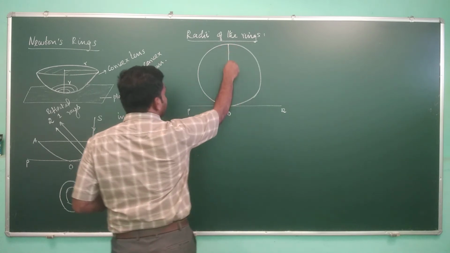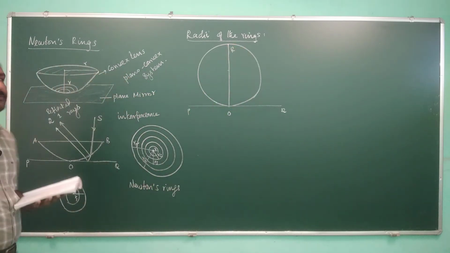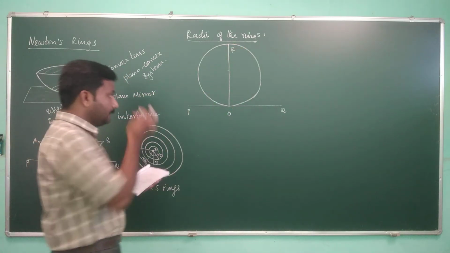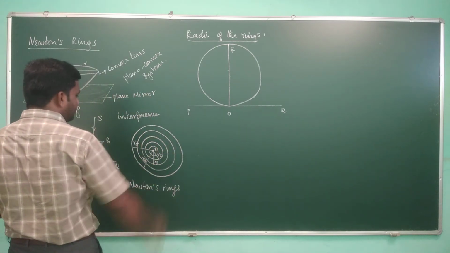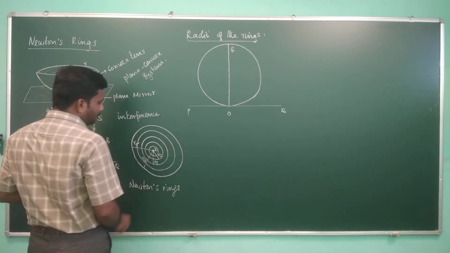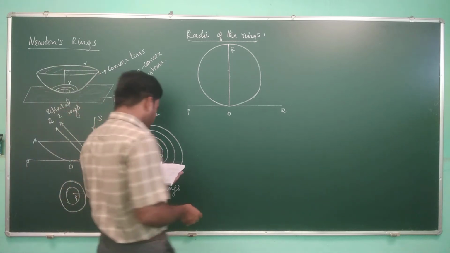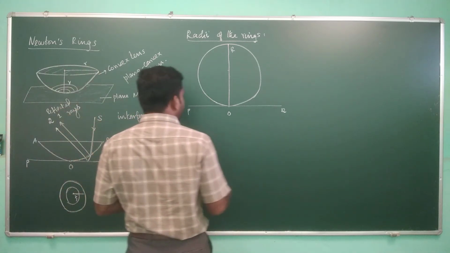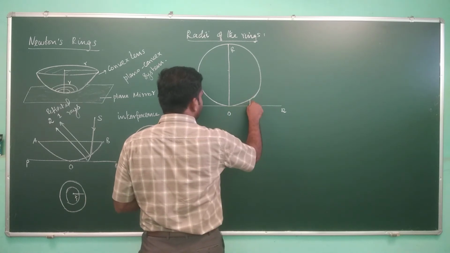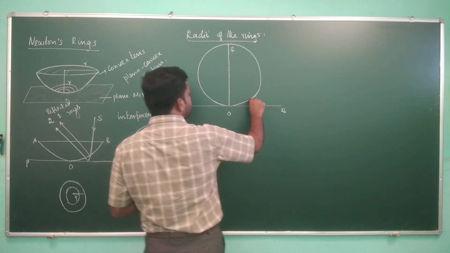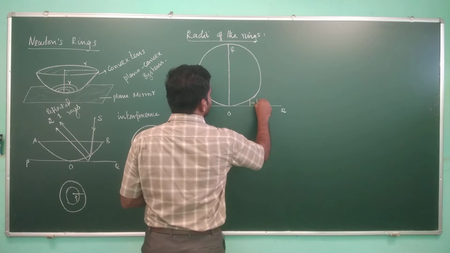Now let's draw a vertical line. Let's say this capital R is the diameter of this circle, and let us consider the mth ring. So the first ring, second ring, third ring, fourth ring, like that. The mth ring occurs somewhere here. At this point, this is the thickness of the film for the mth ring. We can define this thickness as T.